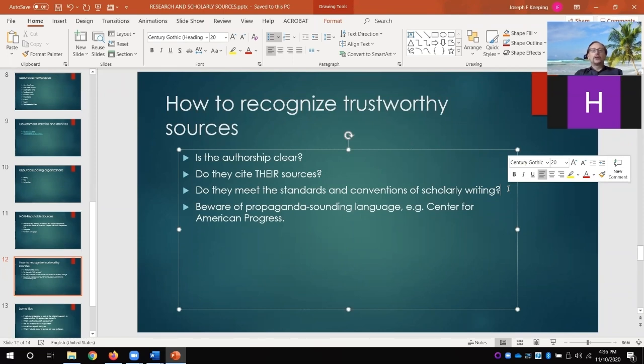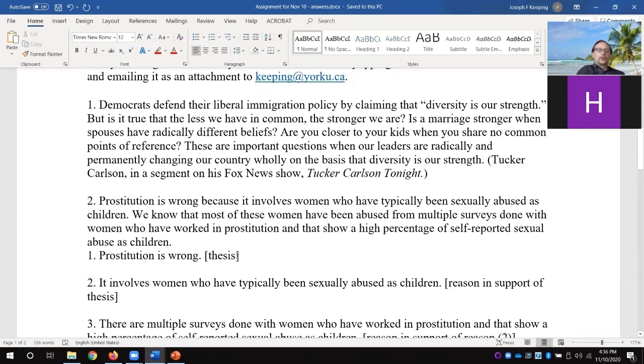Beware of propaganda sounding language. I already alluded to that in the titles of institutions and things, but you can also find propaganda sounding language in the texts of sources. I can give you an example, the Tucker Carlson one. Democrats defend their liberal immigration policy by claiming that diversity is our strength. Okay, well, that's fine. But if you look here, these are important questions when our leaders are radically and permanently changing our country wholly on the basis that diversity is our strength.